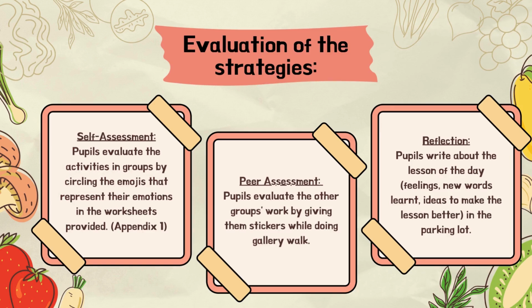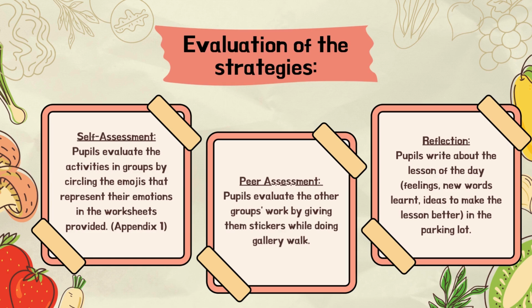And here are the evaluation of the strategies that I have mentioned just now while conducting the activity. Self-assessment. Pupils evaluate the activities in groups by circling the emojis that represent their emotions in the worksheets provided. Pupils who circle bored or satisfactory or average emojis will be approached by the teacher whether they are not really happy with the activity conducted or they have other personal issues.